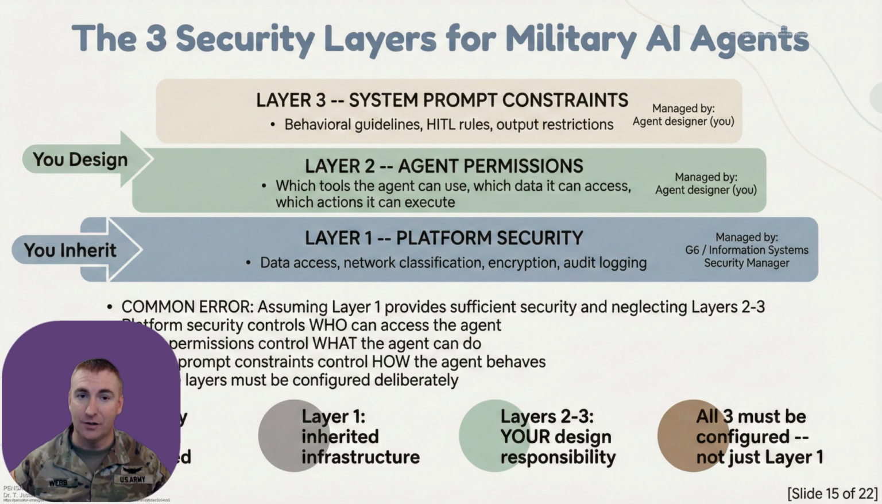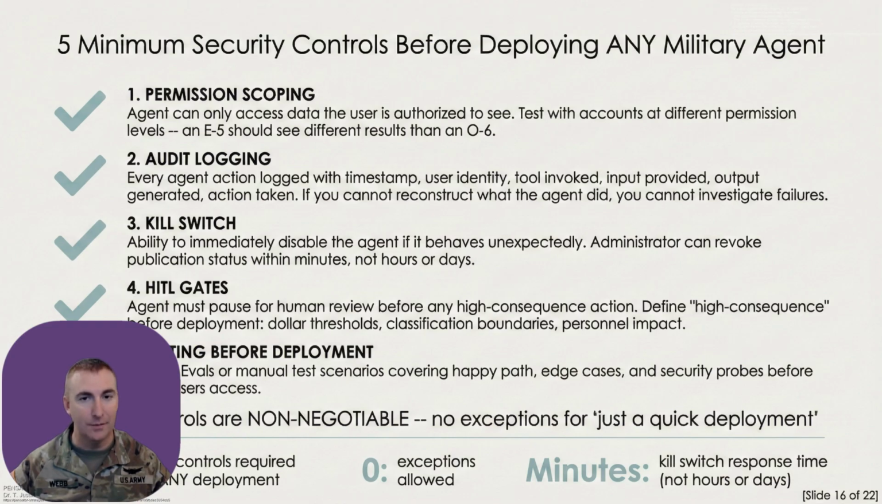Layers are the architecture. Now here are the specific controls. 5 controls, 0 exceptions. Permission scoping so an E5 sees different results than an O6. Audit logging so you can reconstruct exactly what the agent did. A kill switch that disables the agent in minutes, not hours. HITL gates before any high consequence action. And testing before deployment, not after. No shortcuts for just a quick deployment. Quick deployments become slow incidents.